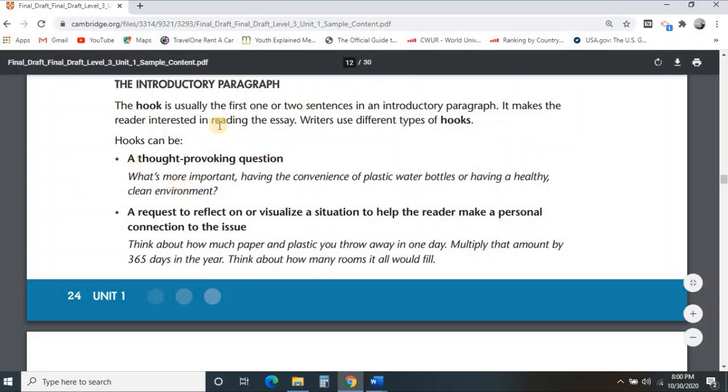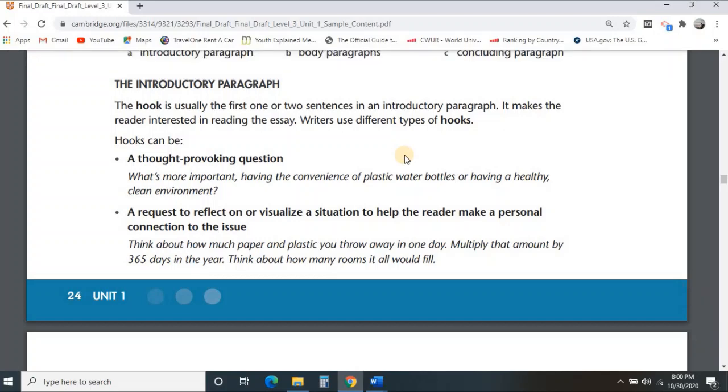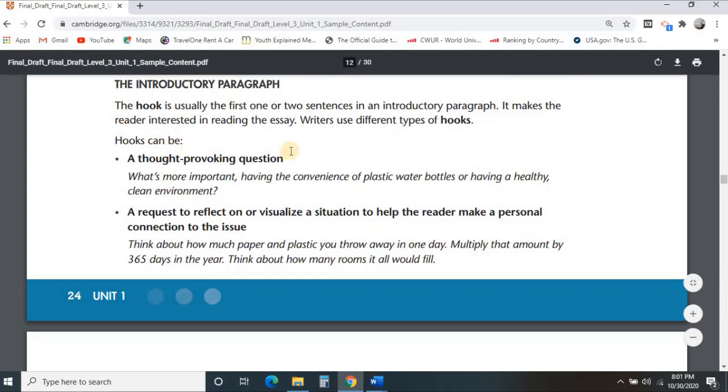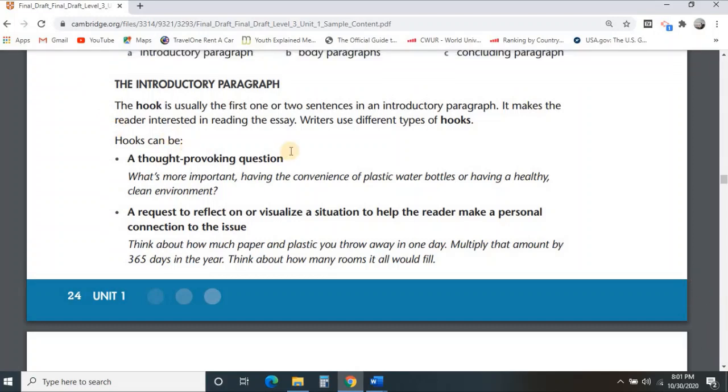Before going over the different types of hooks, some students fall into this mistake. They go to the prompt and start answering the prompt from the very beginning of the introduction, and this is a very big mistake. Never answer the prompt at the very beginning of the introduction. If you want to do so, the right place is the thesis statement, which is the end of the introduction, not the very beginning. So the hook just states something interesting. It just hooks the reader to keep him or her reading your essay.